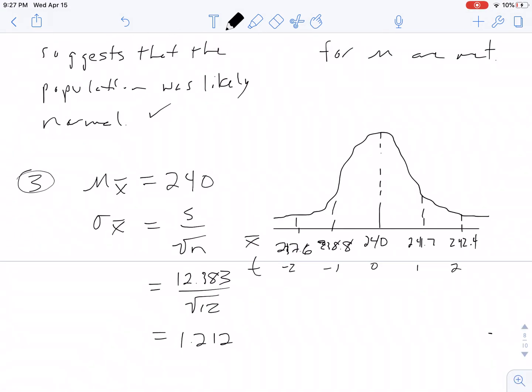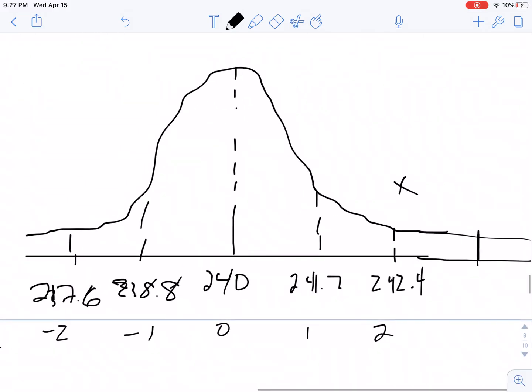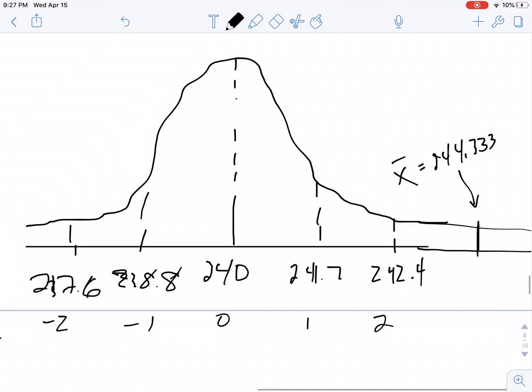All right, so then what I'm trying to do is place my sample mean of 244.33 on this distribution. So I can see that this is going to be pretty far here to the right. So if I extend my picture, it's probably going to be about there. So that's an X bar value of 244.333 about there. And then it is an upper tail test, so I want to shade to the right. So this is going to be the region that's going to represent my p-value.